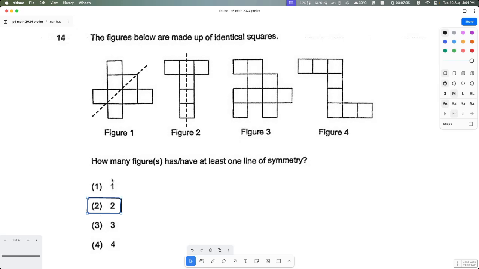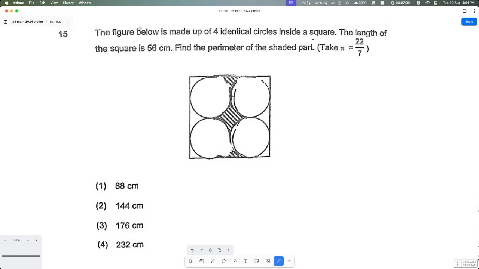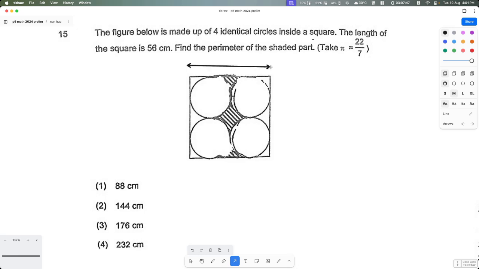All right, let's move on to question 15, last of the MCQ. The figure below is made up of 4 identical circles inside the square. The length of the square is 56 centimeters. Find the perimeter of the shaded part, which is just in the middle.